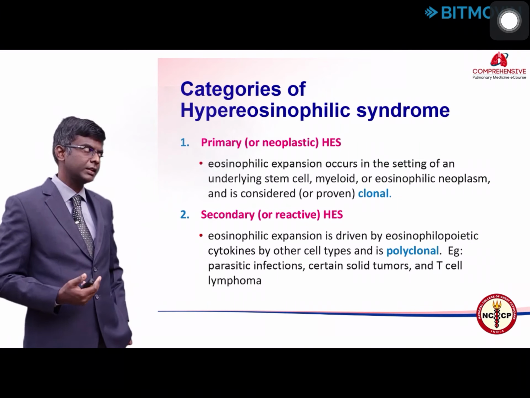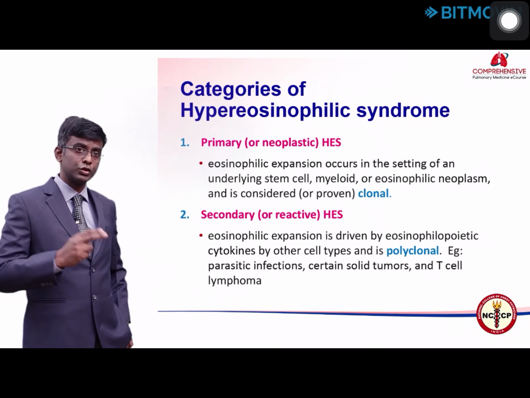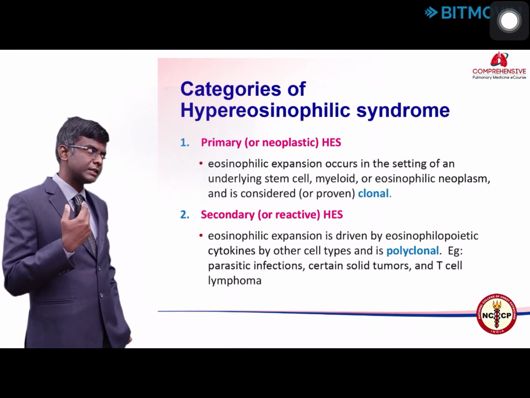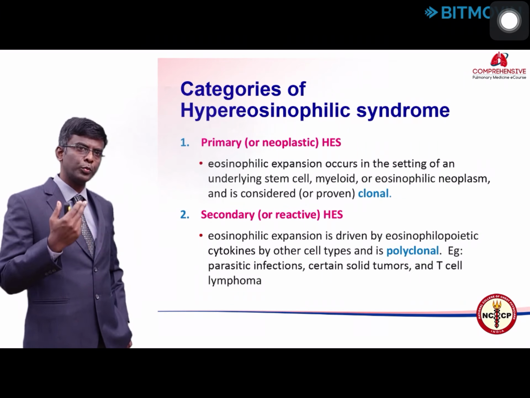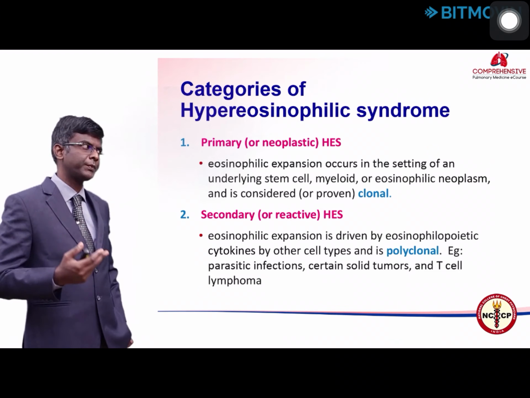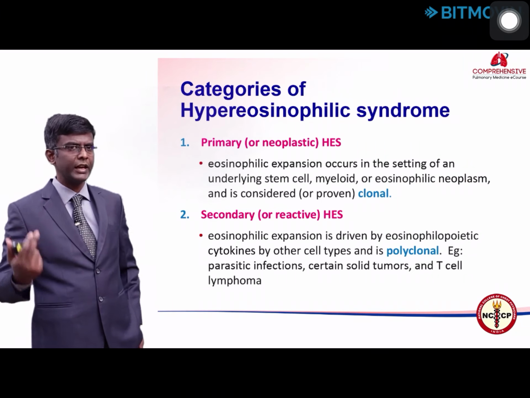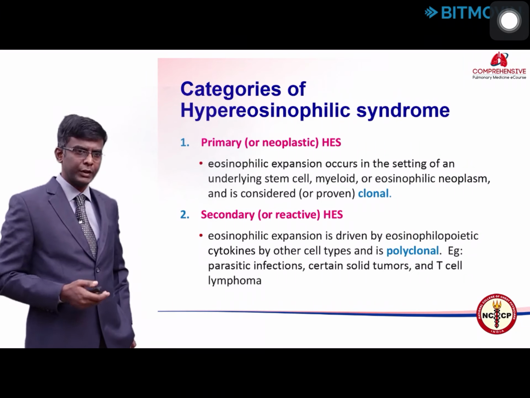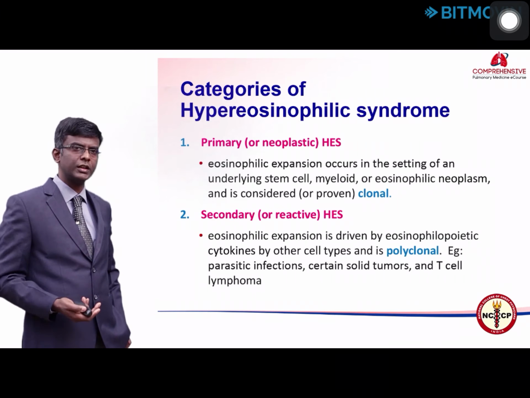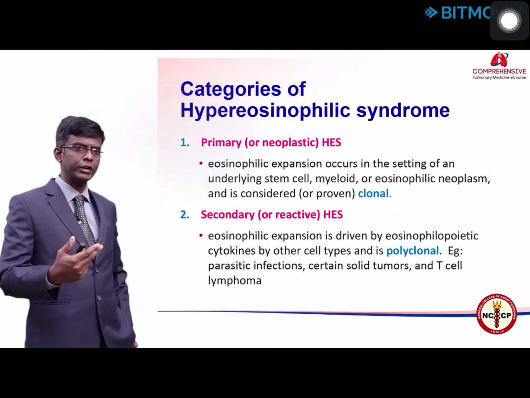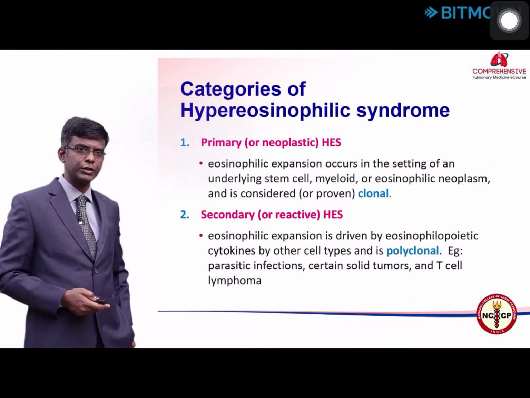The next category is secondary or reactive hypereosinophilic syndrome. Here there is no clonal expansion. There is eosinophilic expansion. The eosinophilic expansion is driven by eosinophilopoietic cytokines like IL-5, and it is considered polyclonal. There is some other driving factor for hypereosinophilia. Examples include parasitic infection, solid tumors, T-cell lymphoma, and it is polyclonal in origin as compared to clonal in origin in the primary hypereosinophilic syndrome.